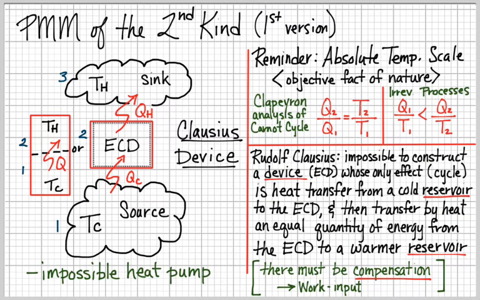Heat pump, right, takes low energy, moves it to high energy. It's an impossible heat pump because there's no work getting the job done. This is like imagining that you have a refrigerator that will cool your vegetables without being plugged into an electric circuit. There must be compensation. Compensation is the word of the day. Compensation will be the work input that moves energy in the direction that it would not have spontaneously gone.